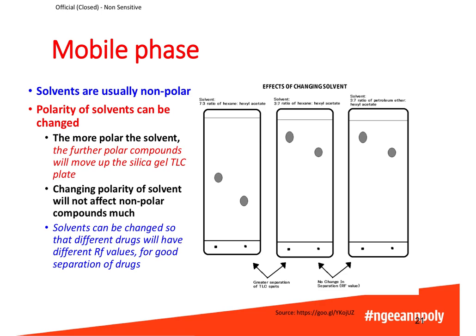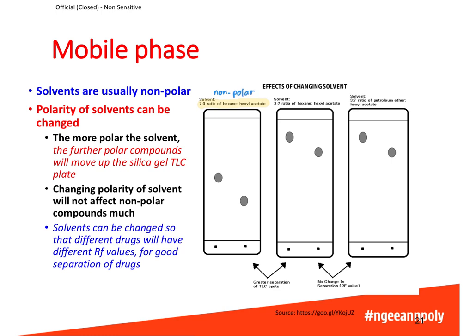Let's take a look at the diagram. The diagram shows three TLC plates which were developed using different solvents. In the first plate, the solvent used was a 7:3 ratio of hexane to hexyl acetate. Hexane is a hydrocarbon and it's non-polar. Hexyl acetate has an acetate group which makes it more polar, but since it is a 7:3 ratio of hexane to hexyl acetate, this solvent system is relatively non-polar.